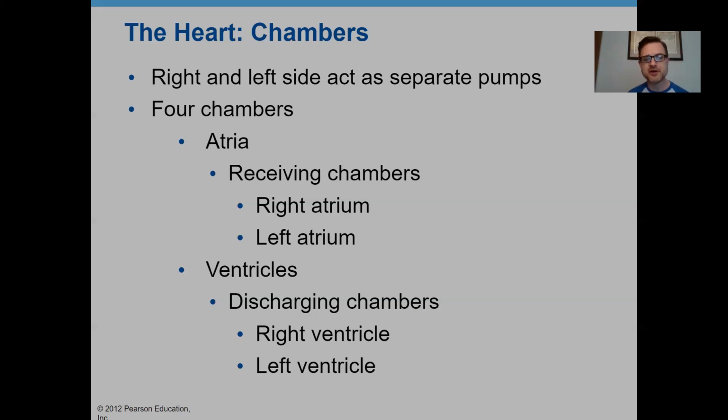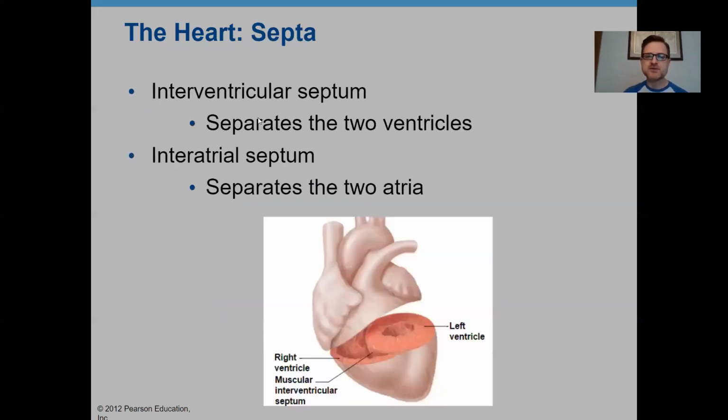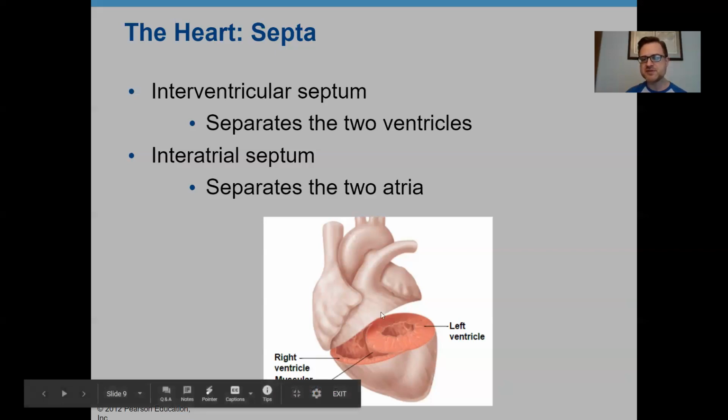The atria are called receiving chambers because they receive blood. The ventricles are discharging or pumping chambers because they're the ones that pump blood either to your lungs or to the rest of your body. So a septum just means like a wall. So the interventricular septum, interventricular means between the ventricles, interatrial means between the two atria, and they're just layers of tissue that separate either the two ventricles or the two atria.